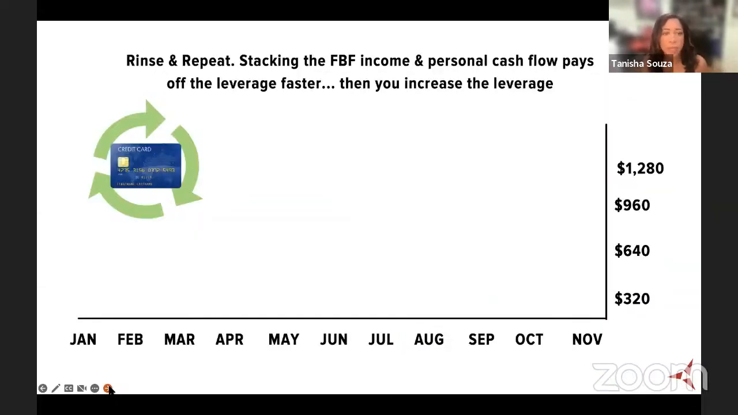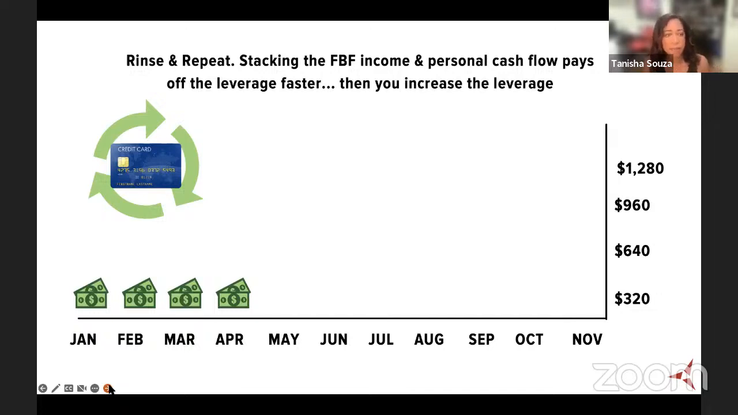Okay. So you rinse and repeat, stacking the fast burning fuel income, and your personal cash flow pays off the leverage faster. And then you increase the leverage. Here's what's great about it. You don't have to think about or figure out how much do I increase? What do I do? When do I do it? Will it actually work? The calculator takes care of all of that for you, so you don't have to figure it out. Okay. So it's great. Done for you, shows you step by step.